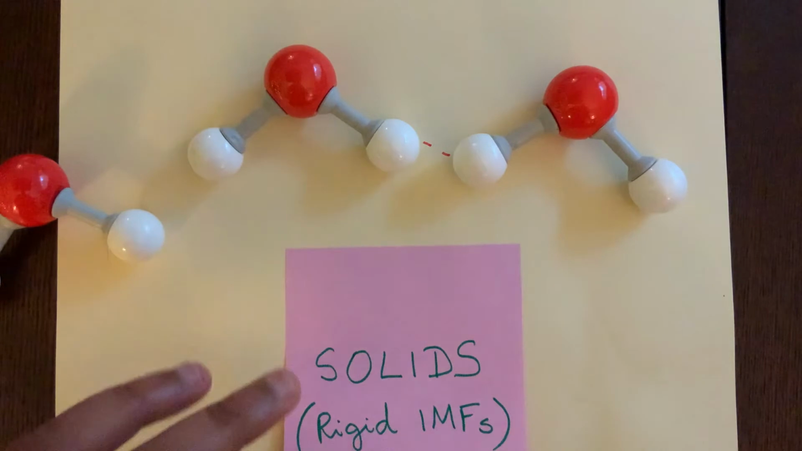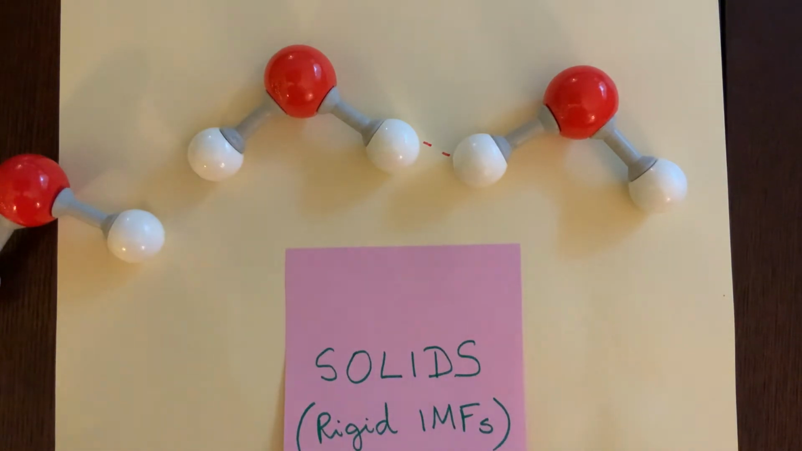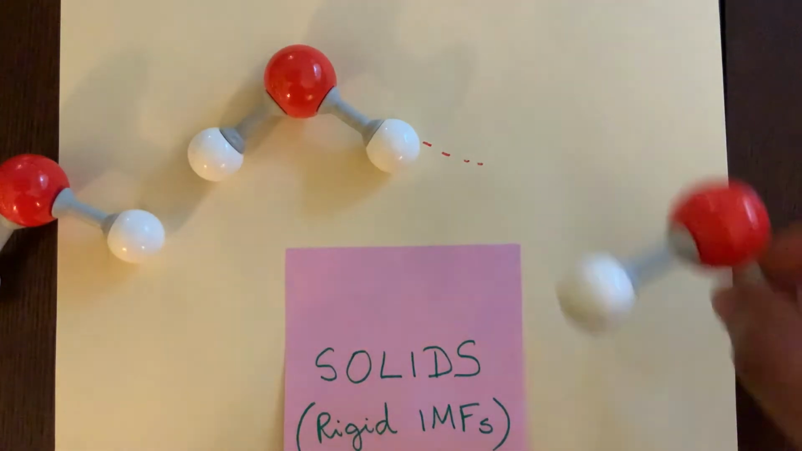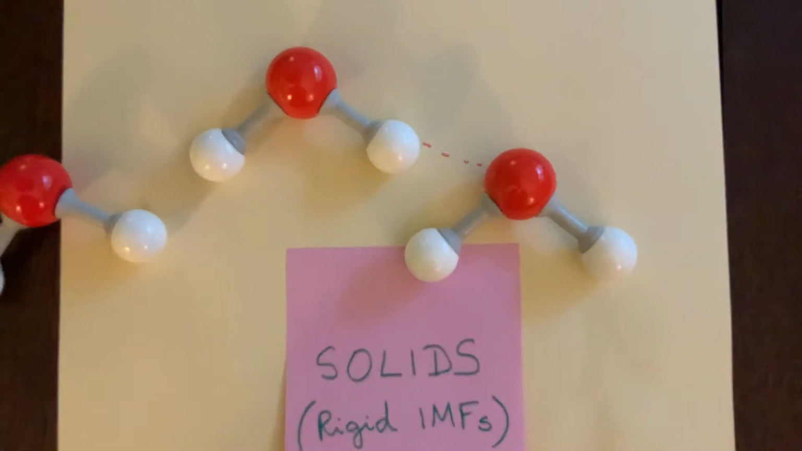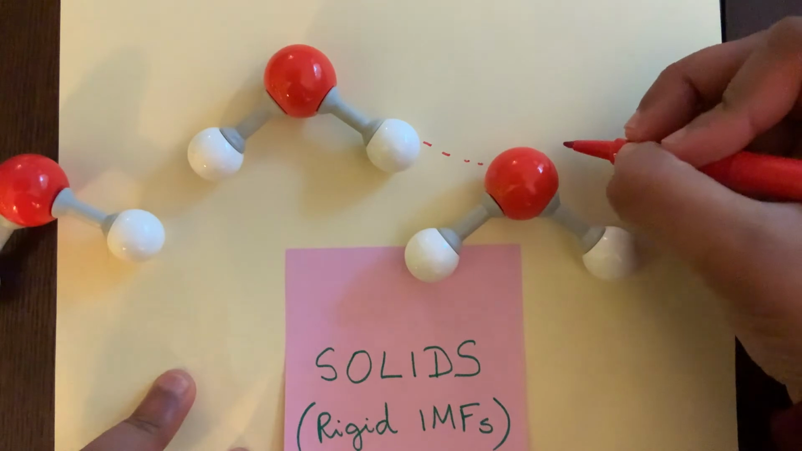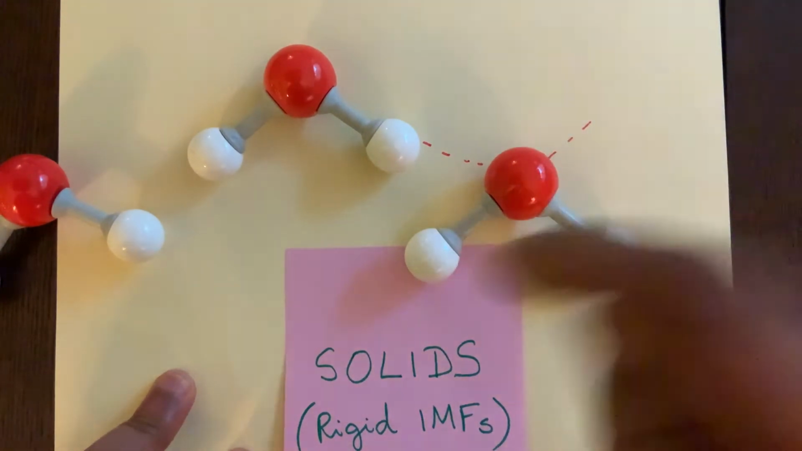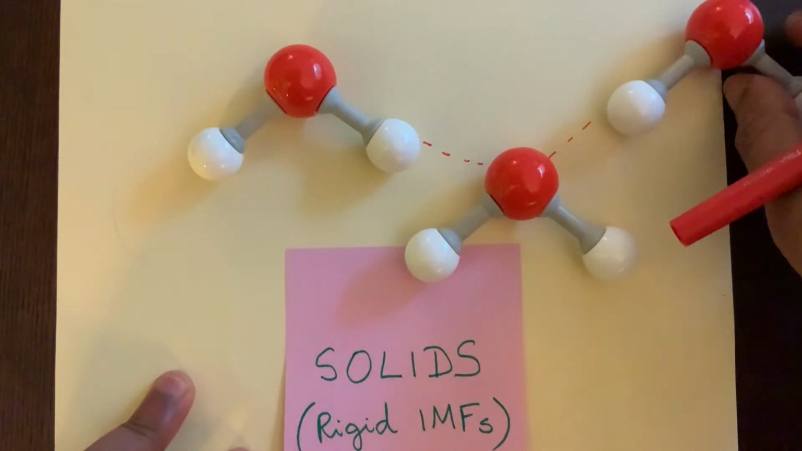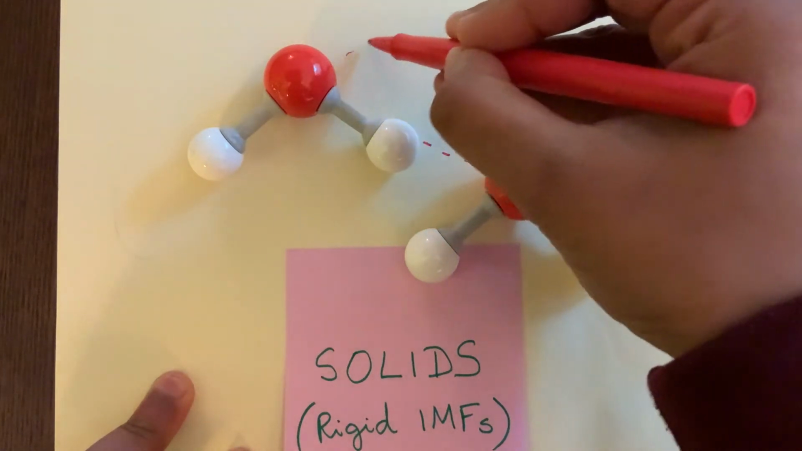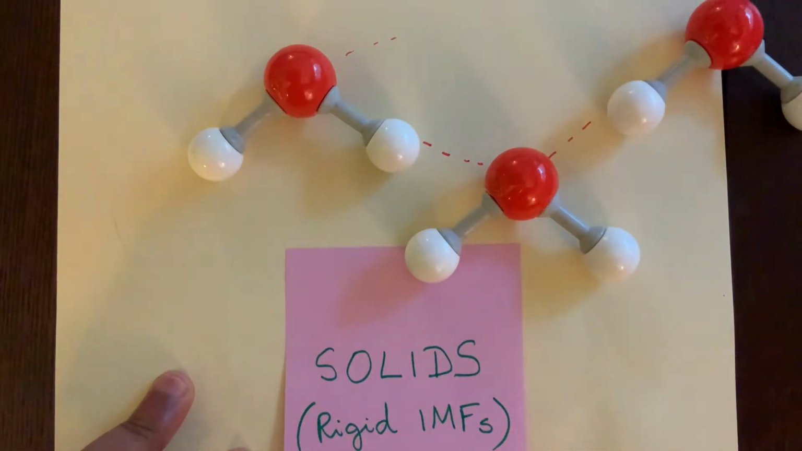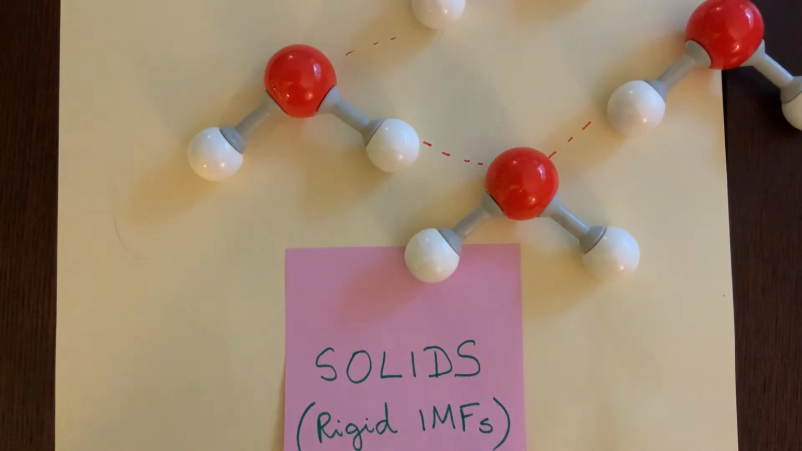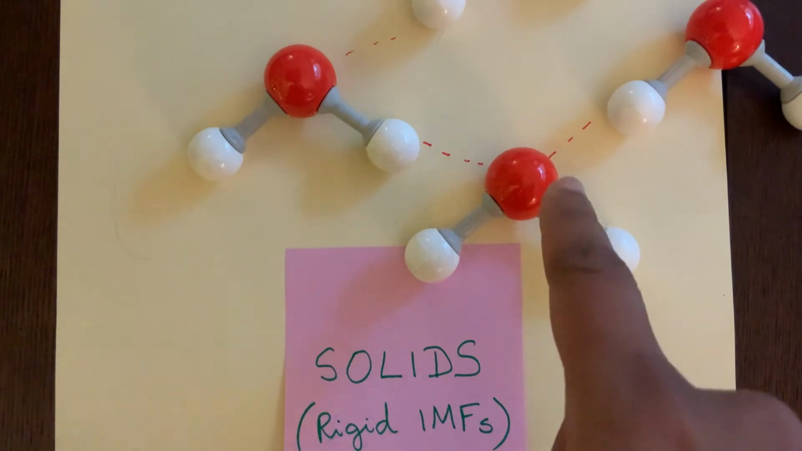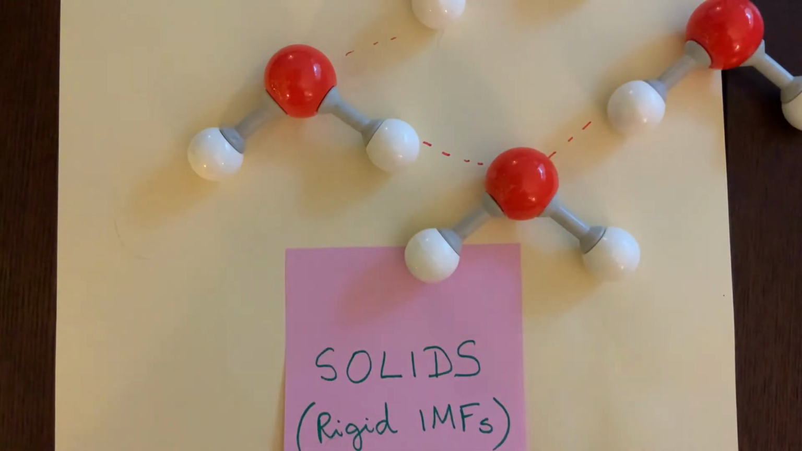As opposed to solids, where your IMFs are rigid. Rigid means they cannot move a lot, which means if you look at ice now, ice is basically solidified water. These molecules cannot move apart from each other. So I could put another molecule of water here. I could put another molecule of water here. And these molecules would stay together. These IMFs would not move, they would not change, and these cannot move around because they're in a solid.